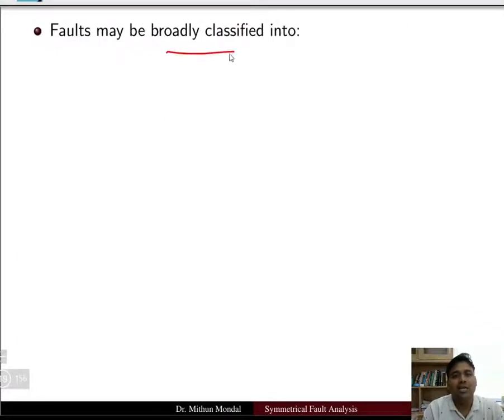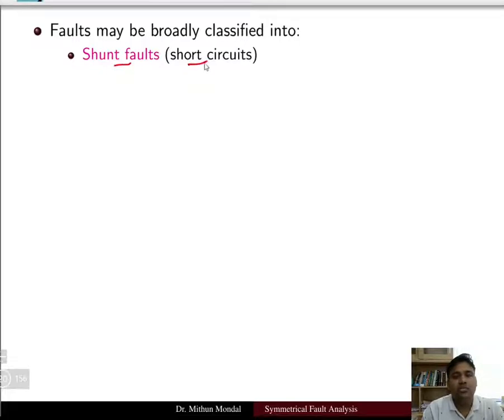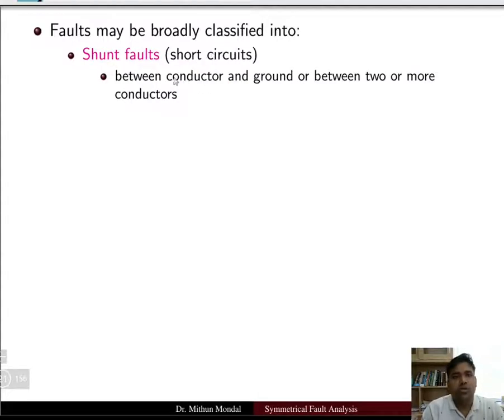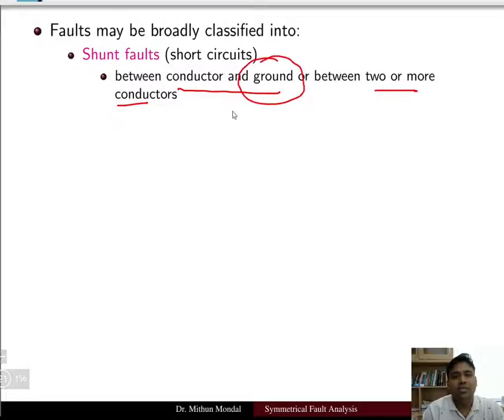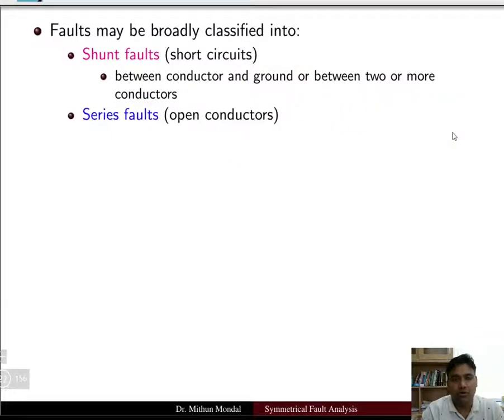Faults may be broadly classified into shunt faults. Shunt faults are basically the short circuit faults. These can occur between conductor and ground or between two or more conductors. When ground is involved, it is known as line to ground fault. And if you have two conductors, then we can have double line to ground. If we have all the conductors, then we have triple line to ground, that is the three phase to ground fault.